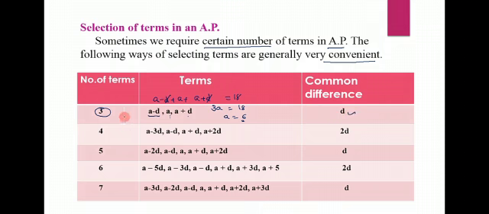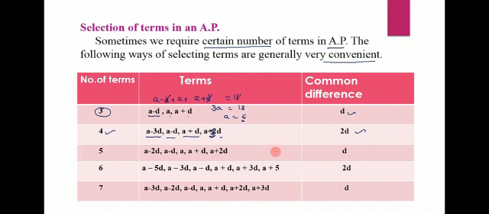If you want to select four terms, you need to select them as first term a minus 3d, second term a minus d, third term a plus d, and fourth term a plus 3d. Here also the same concept: they have given the sum, all the d terms will be cancelled, and you will get the value of a very easily. Here, while selecting four terms in this manner, the common difference is 2d.